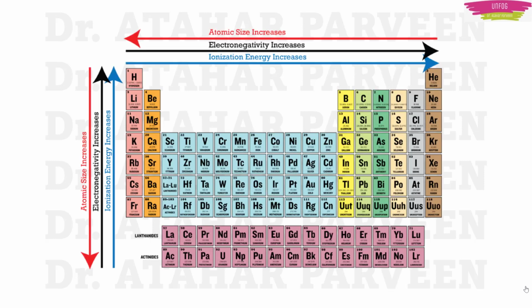Now overall summary, you can see that the ionization energy and electronegativity is increasing across the period and atomic size is decreasing across the period. Whereas electronegativity and ionization energy is decreasing down the group and atomic size will be increasing down the group. Okay?